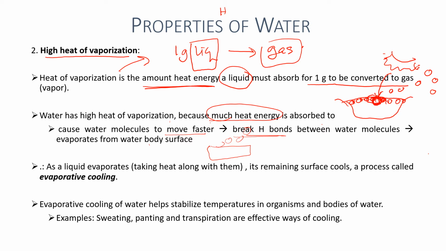So when a liquid evaporates, it takes heat along with it. Its remaining surface cools, a process called evaporative cooling. Evaporative cooling of water helps stabilize temperature in organisms and bodies of water. For example, sweating: when an animal is hot, it produces sweat to cool down its body temperature. The same goes for panting by animals when exposed to a hot environment, and also transpiration by plants. These are effective ways of how organisms cool down.